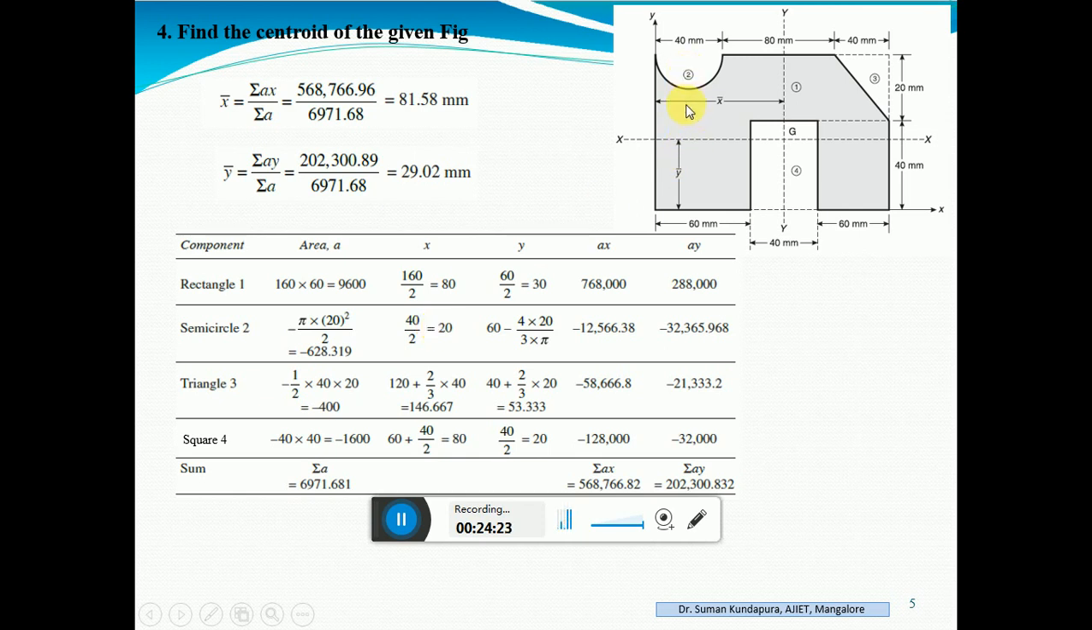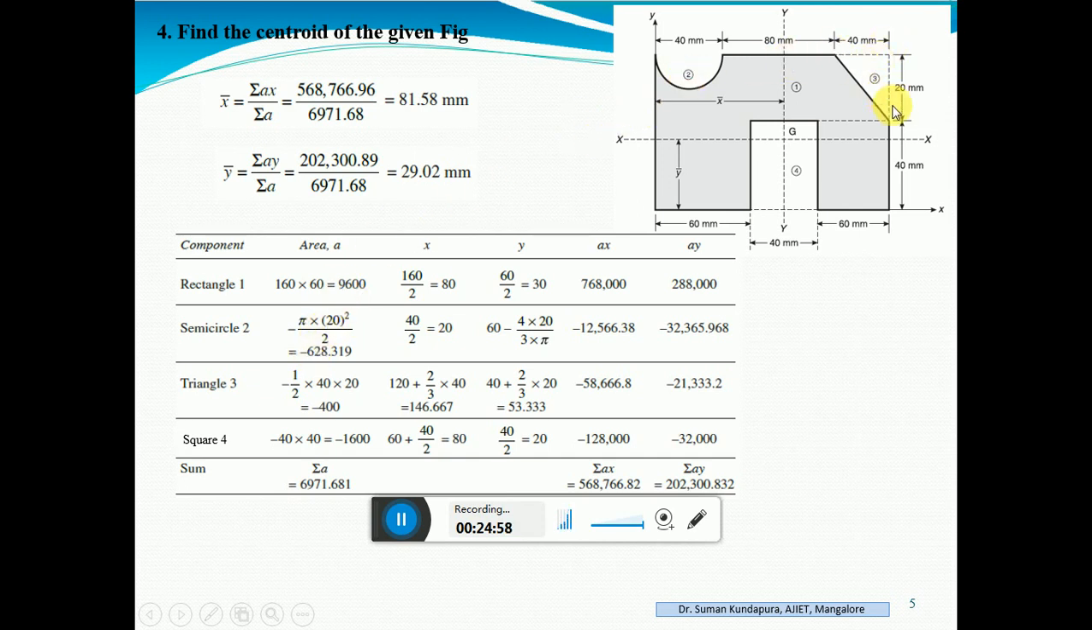I need to find out the y distance. If the CG of the semicircle is lying over here, the entire distance is 60, 60 minus 4r by 3 pi. From here to the CG point it is 4r by 3 pi. Just subtract it from the entire 60. You will get the distance from here to here. That is y distance. And then multiply area into x, area into y with the negative sign because it is the cutout portion.